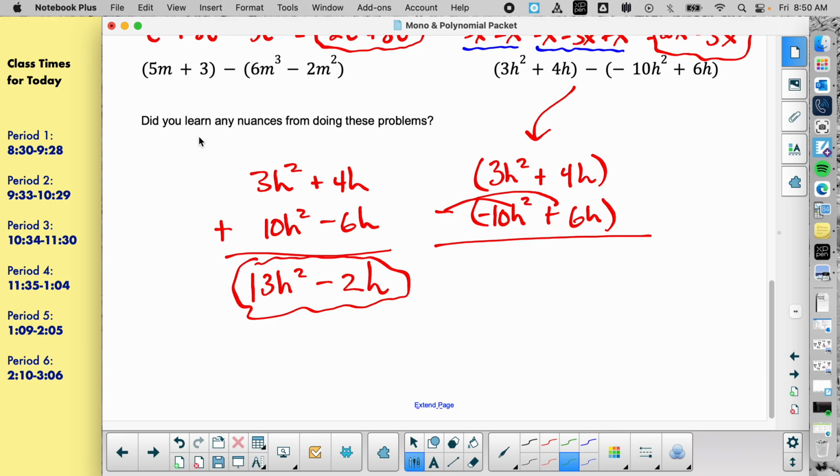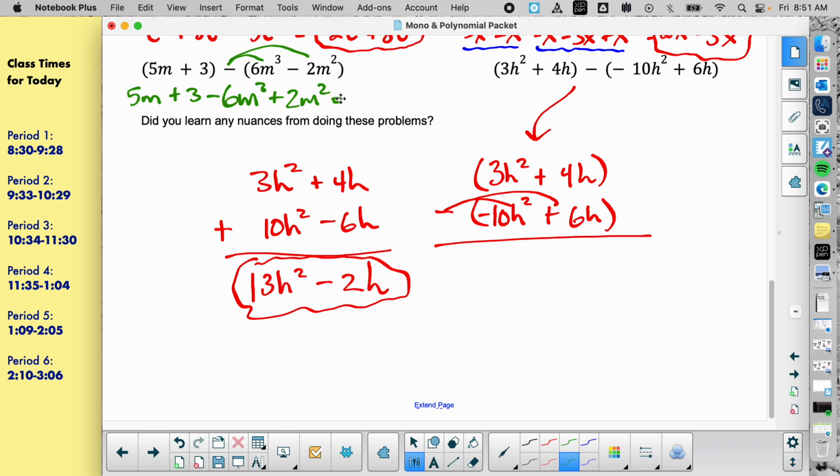Oh, okay. What was the first thing we basically did when we had a minus sign in front of parentheses? Distributed out is the wording I used, but you basically make everything the opposite, right? So this would say 5m plus 3 minus 6m cubed plus 2m squared. Are you okay with where these signs came from? Yeah. Okay. So what's the answer? What do I do for the answer here?